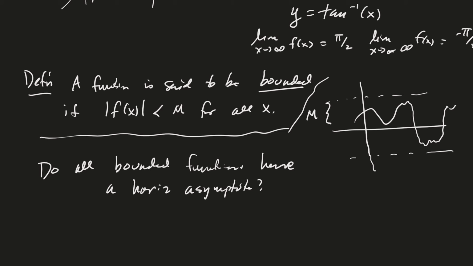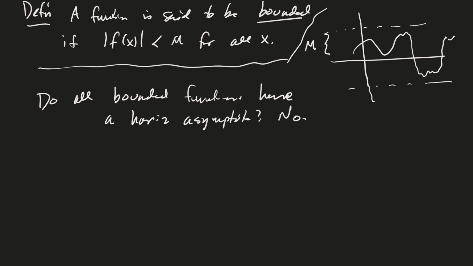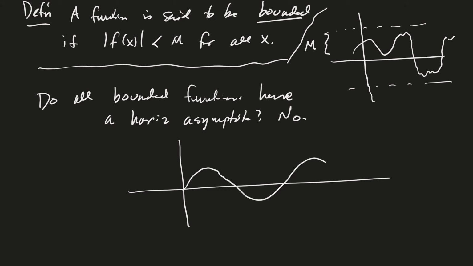You might pause for a minute to think about it. Are you ready? The answer is no. For example, we could just take a look at the sine function. Is the sine function bounded? Yes, it's bounded by m equals 1, right? And so it also just stays oscillating forever, and so has no horizontal asymptote.